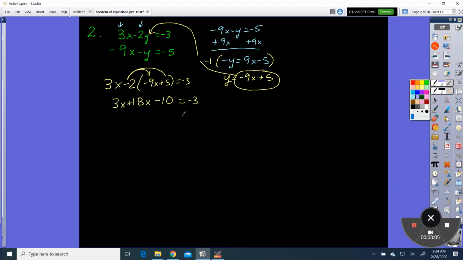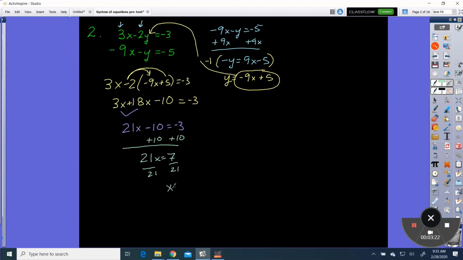So now I just combine like terms. 3x and 18x makes 21x. Minus 10 equals negative 3. So I need to get rid of that negative 10, so I add 10 to each side. So 21x equals 7. Divide it by 21, and x equals 1/3. The way I get that is I know 7 and 21 are each divisible by 7, so I divide them each by 7. So that's how I get x equals 1/3.